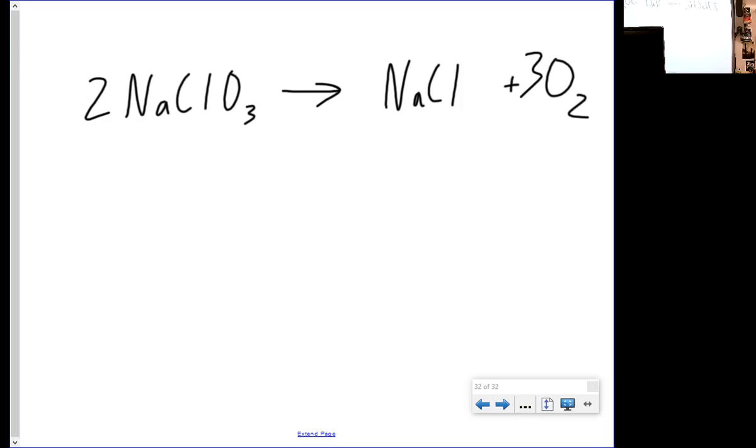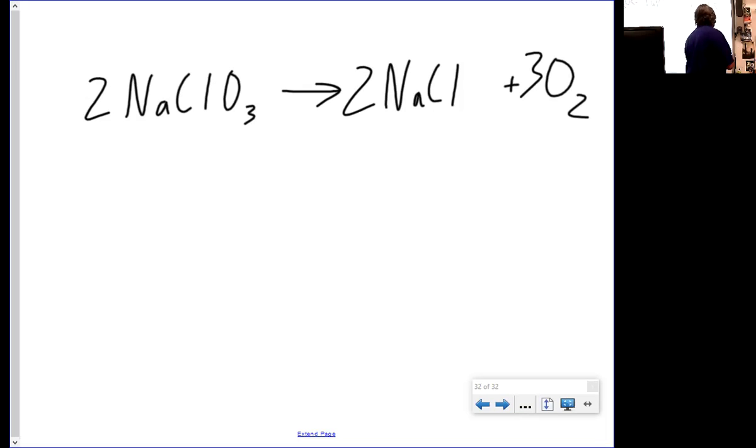You never add parentheses when you're balancing, because parentheses are within your molecule. You never add parentheses when you're balancing. Okay, but now I've created a problem. How many sodiums do I have now? 2. You only have 1. Piece of cake to fix. You just have to put a 2 in front of it. There you go. And that also fixed the chlorine. Piece of cake.